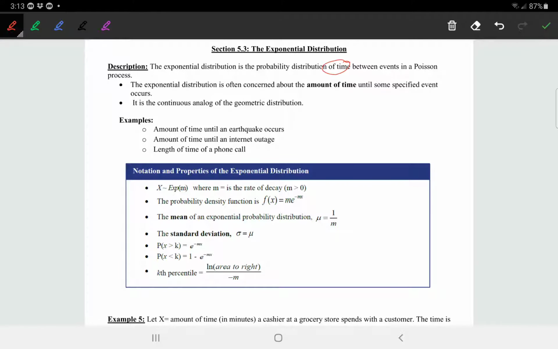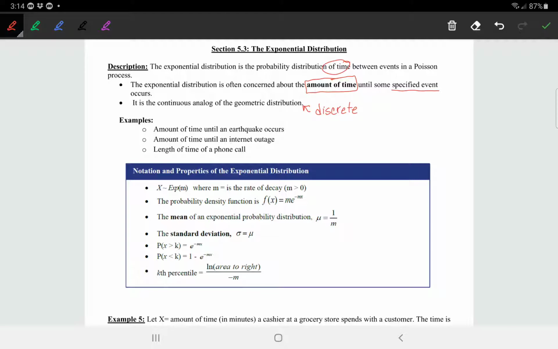So the one thing we should just, like I was saying, a good indicator will be if your question asks you about the amount of time until some specified event occurs, that's a good indication that you should be using the exponential distribution. It is the continuous analog of the geometric distribution. Remember, the geometric distribution is a discrete distribution, where you would repeat an experiment until you got the very first success, and then you would stop.